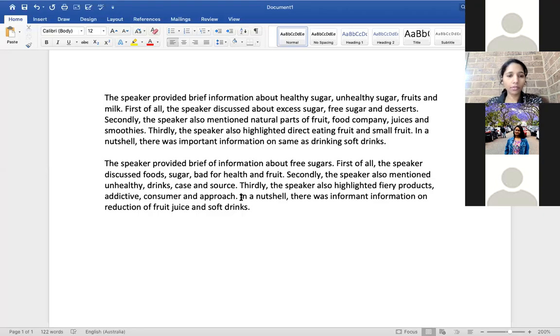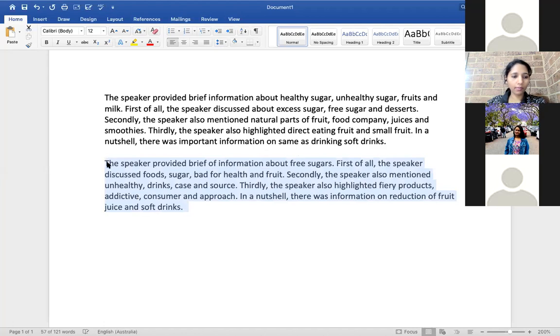Secondly, the speaker also mentioned... thirdly, the speaker also highlighted... In a nutshell, there was information on reduction of juice and soft drinks. Both of it is well done. This is about 57 words, and maybe it does 64 words, which is pretty good.